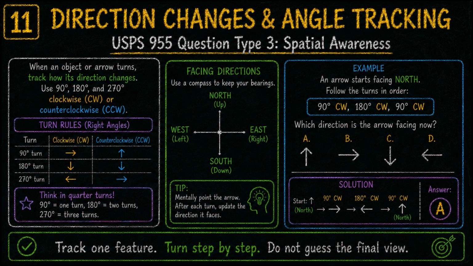Clockwise turns move in the direction of a clock. From up to right, right to down, down to left, left to up. Counterclockwise turns move the opposite way. From up to left, left to down, down to right, right to up.